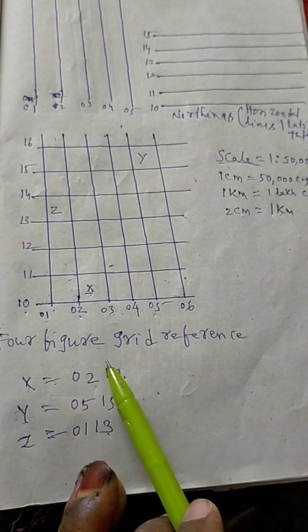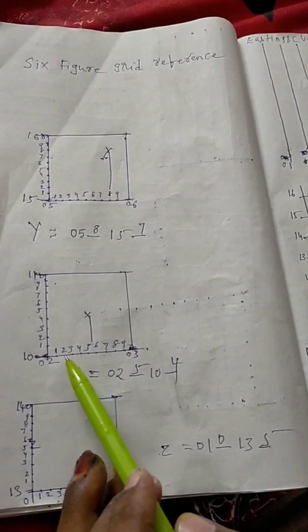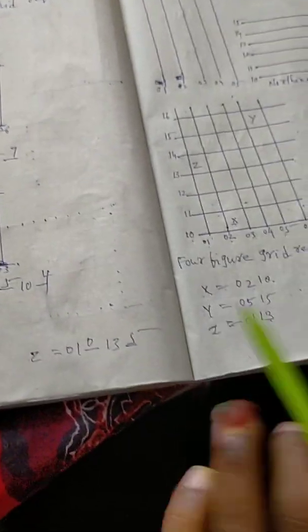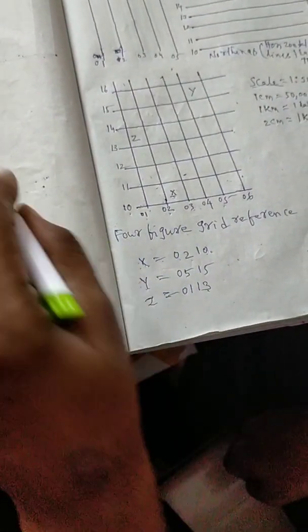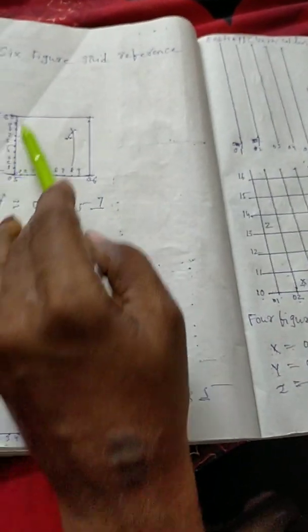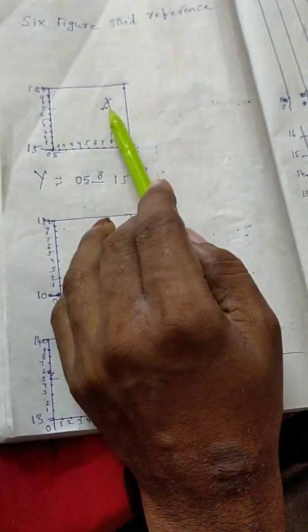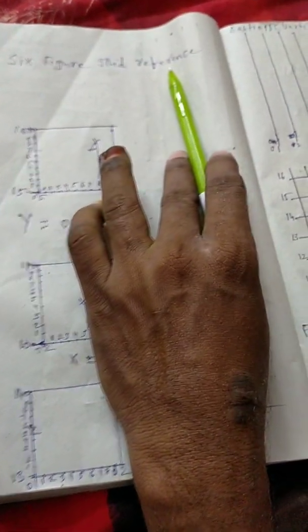How to find out 6 figure grid reference? Yes, 6 figure grid reference. We know the 4 figure grid reference. What is the location of x on 4 figure? We discussed 02 10. How to find out x, the same grid? I drew a grid. In this we have to find out 6 figure grid reference. Now, how to find out 6 figure grid reference? The topo sheet.